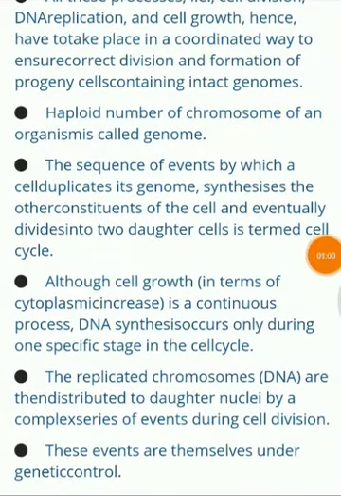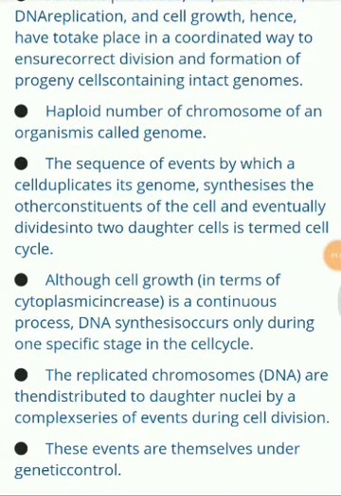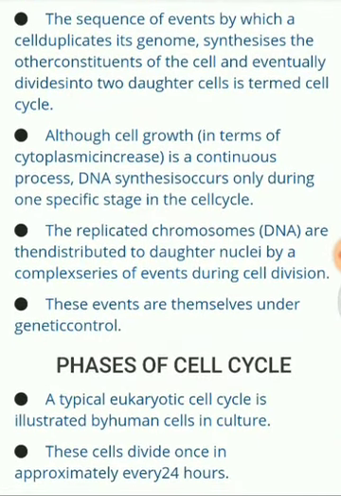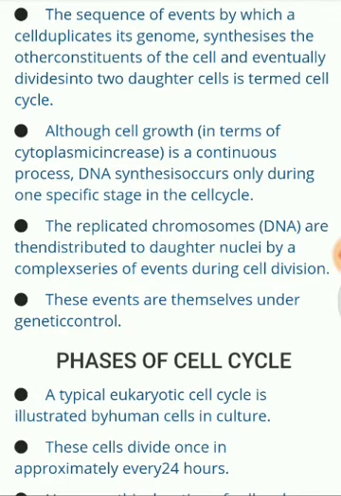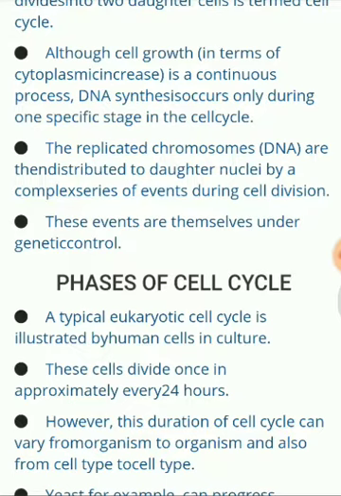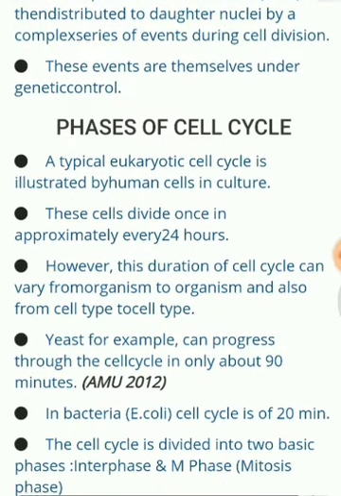The sequence of events by which a cell duplicates its genome, synthesizes the other constituents of the cell, and eventually divides into two daughter cells is termed the cell cycle. Although cell growth in terms of cytoplasmic increase is a continuous process, DNA synthesis occurs only during one specific stage in the cell cycle. The replicated chromosomal DNA is then distributed to daughter nuclei by a complex series of events during cell division. These events are themselves under genetic control.